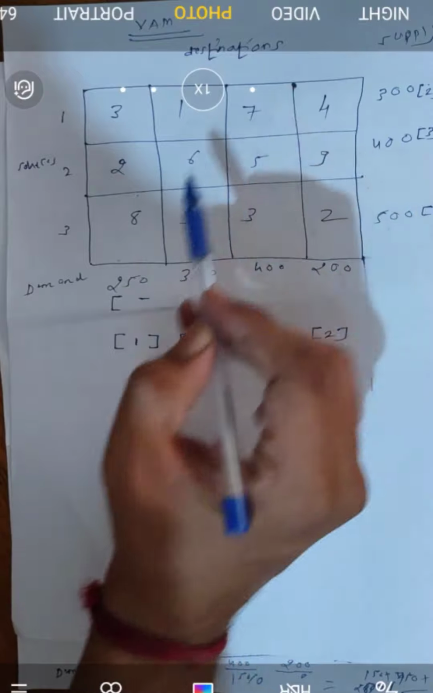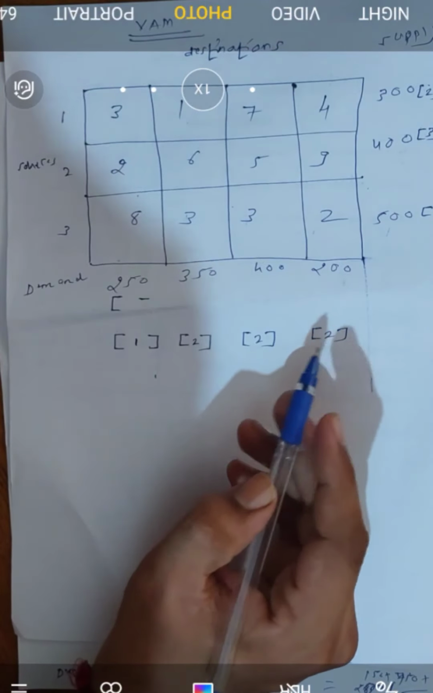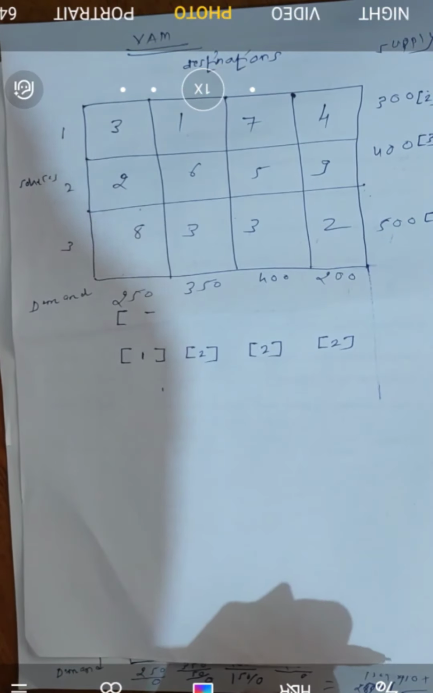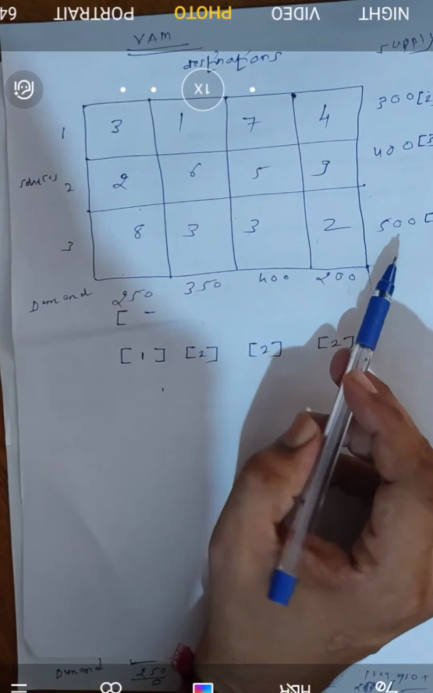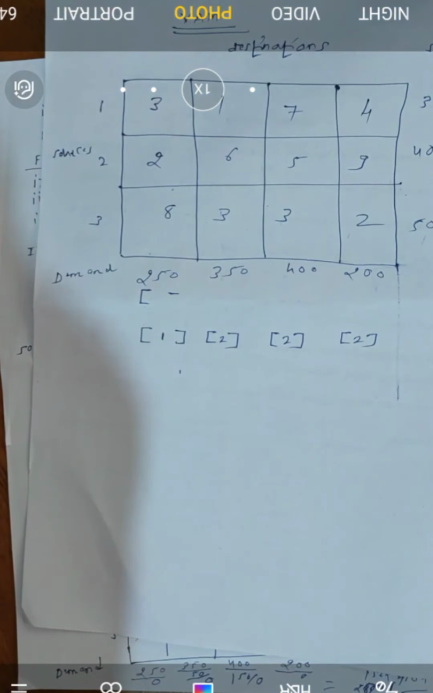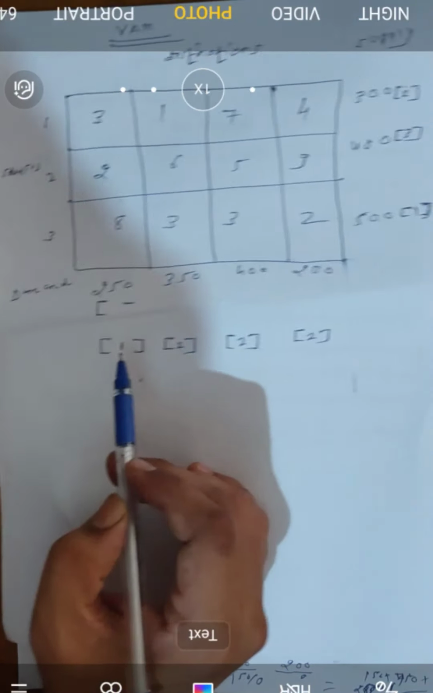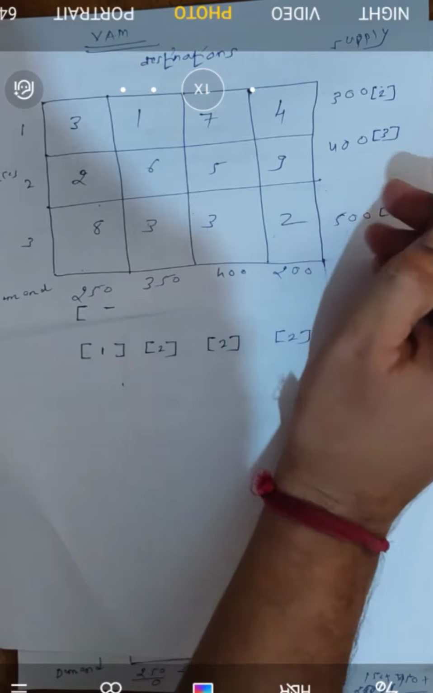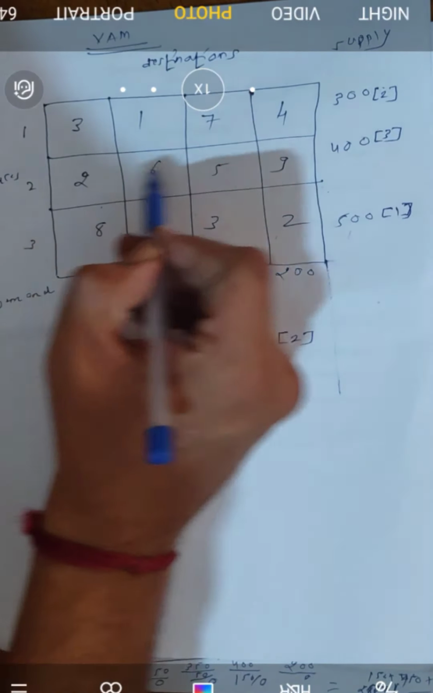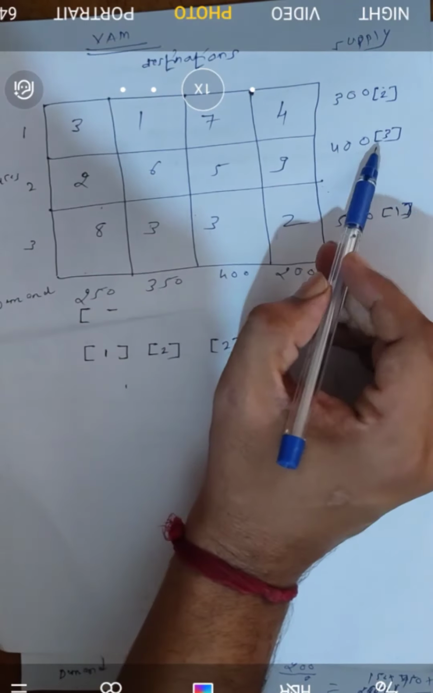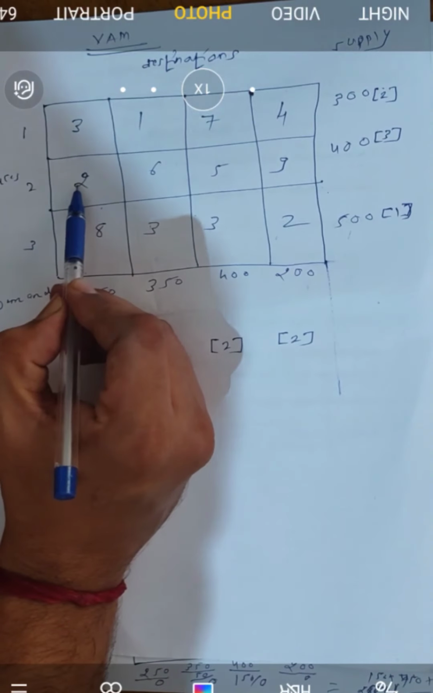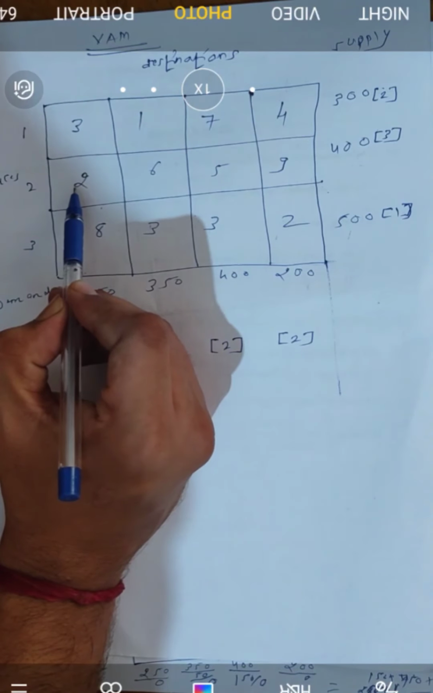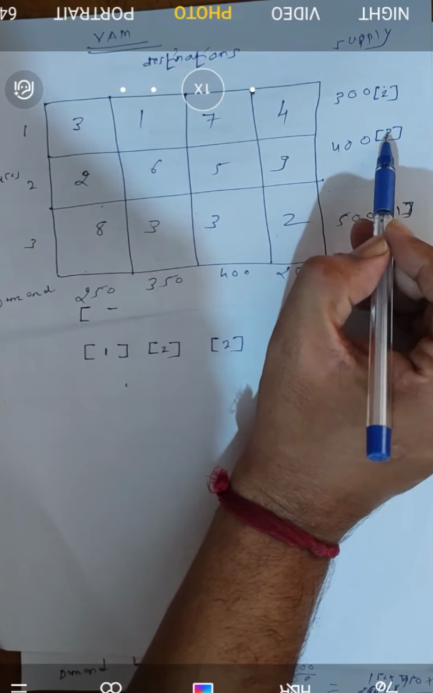So now where to make allocation? Out of these differences that we have found, these differences are called penalties. Out of these penalties, I am going to select the maximum penalty and make the allocation. Which one is the maximum penalty here? Here you can see 3 is the maximum penalty. Means I have to make the allocation in this row. So where do I make the allocation? At the least transportation cost. This is the highest difference, in the second row.